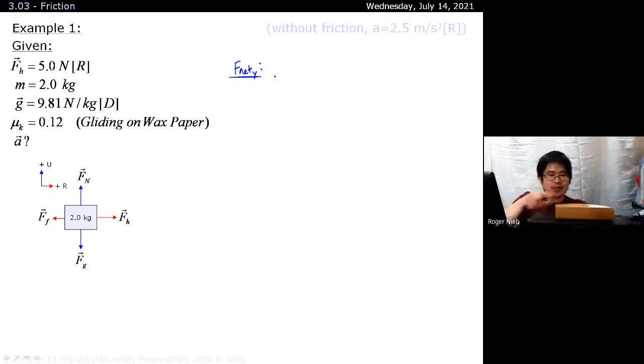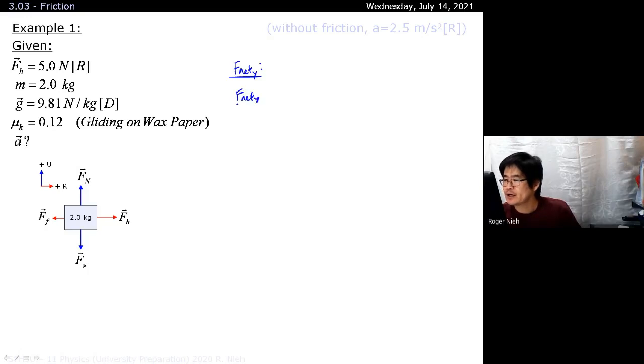Again, this is the object that's gliding back and forth. It's not going up or down. So what do we know about F net y? It is equal to 0. Good. So we know that F net y has to go to 0. That's the symbolic notation to tell the reader that this value goes to 0.